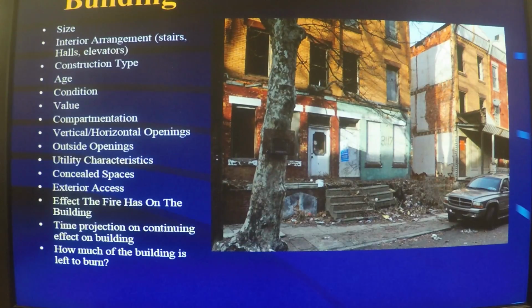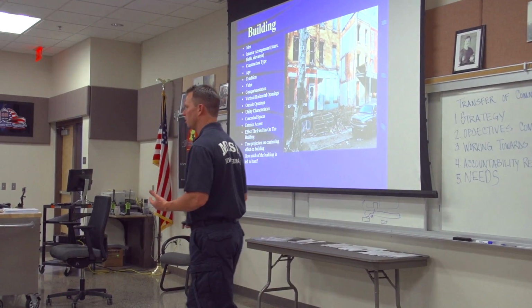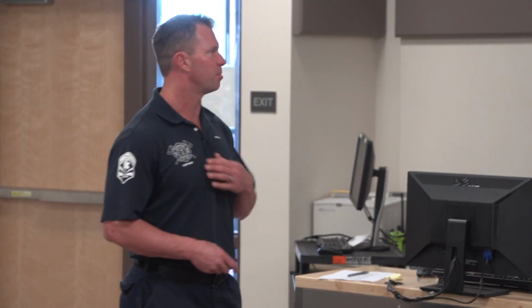So the building. Size is obviously a factor in the building. Interior arrangement. So we're looking at stairs. We're looking at hallways. We're looking at vertical elevator chutes, trash chutes, clothing chutes, stuff like that. The type of construction. We know that in our valley here, we got a lot of lightweight construction. What we learned from the Fire Ground Survival Program is, in their opinion, as they traveled around the United States and taught their program, that lightweight construction was the most dangerous type of construction around.